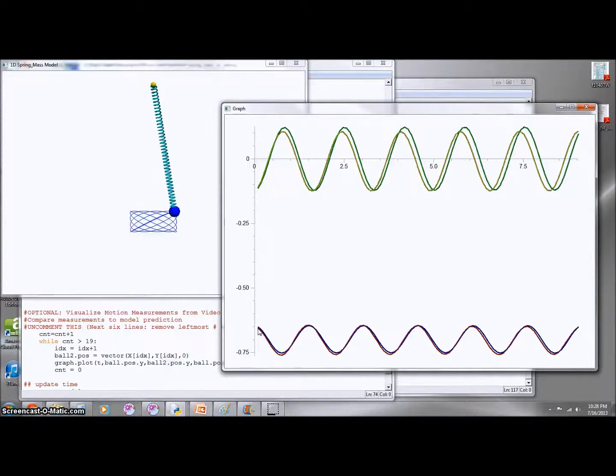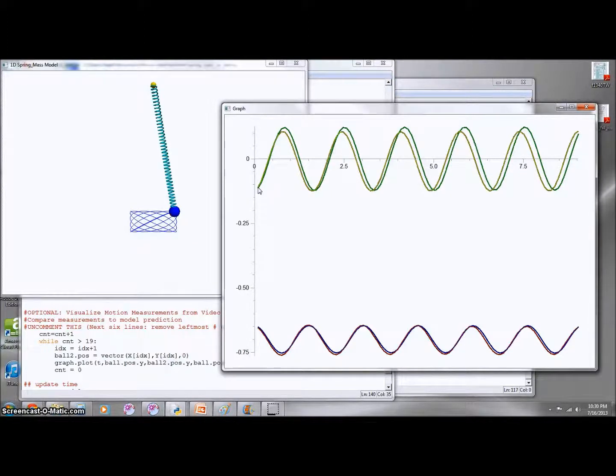The blue line shows the y position of the computational model. The red line shows the y position of the real-life mass. As you can see, they match fairly well throughout. The green line shows the x position of the computational model, while the yellow line shows the x position of the actual object. There's a discrepancy between the two, and the discrepancy increases as time passes.